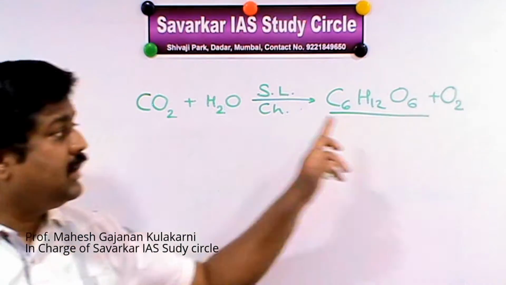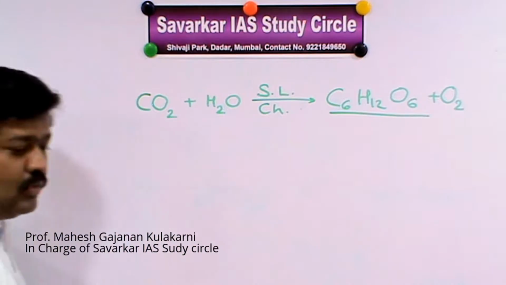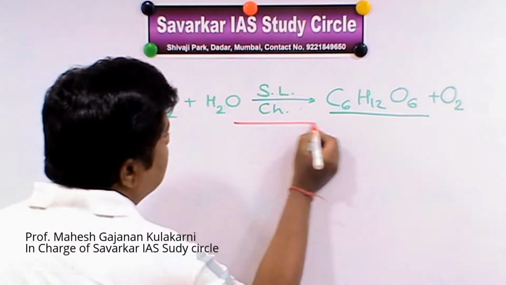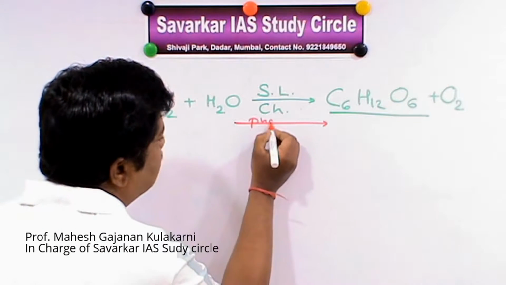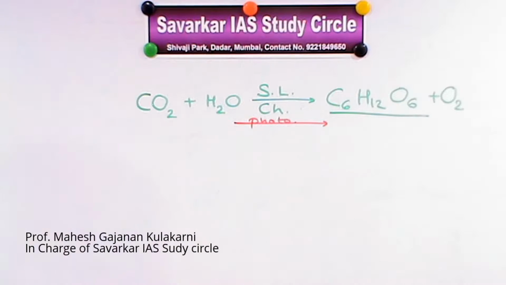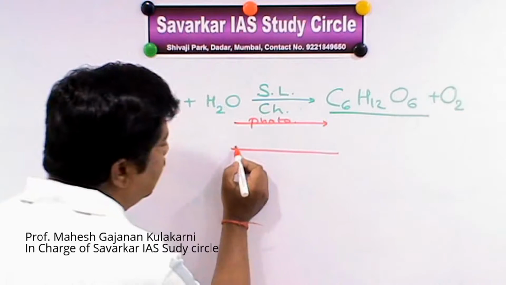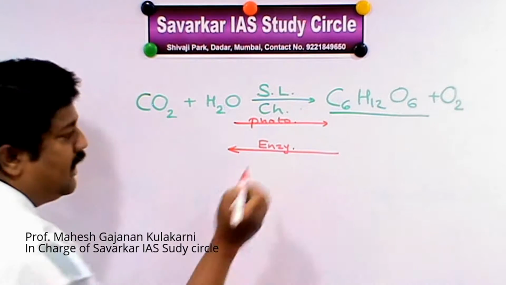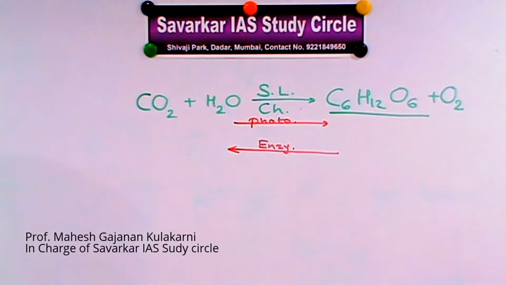Then we are getting carbon dioxide plus water. So if I am saying this reaction is photosynthetic reaction in forward direction. But if this reaction occurs in backward direction in the form of enzymes, you are aware that enzymes are certain chemicals which trigger the reaction.